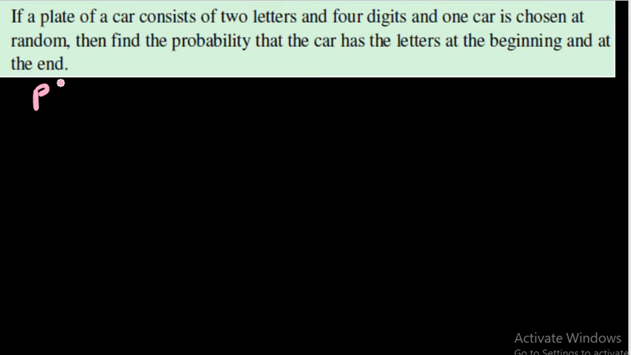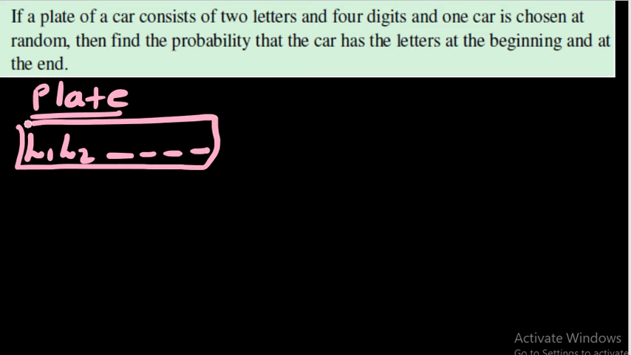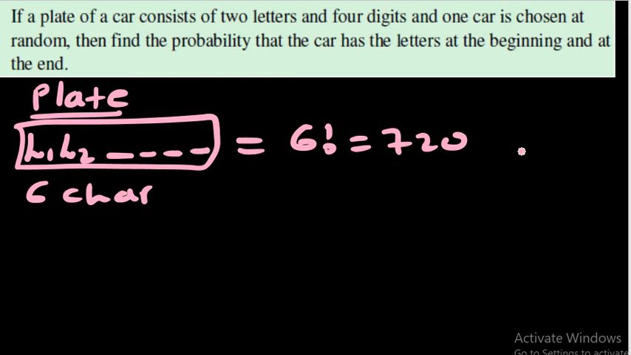That means the plate number of the car will be formed using 2 letters. We can represent them by L1 and L2. We don't know the letters, and there will be 4 digits. Obviously, we have 6 characters here. So in how many ways can we arrange these 6 characters? In different ways. That's going to be 6 factorial, that is 720. This is the total arrangement.